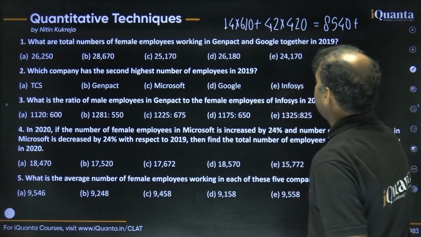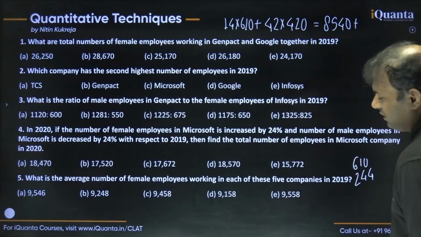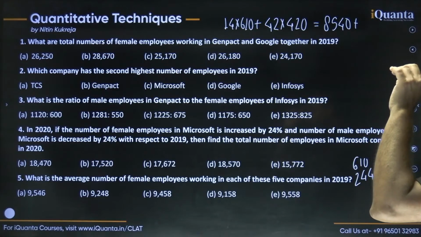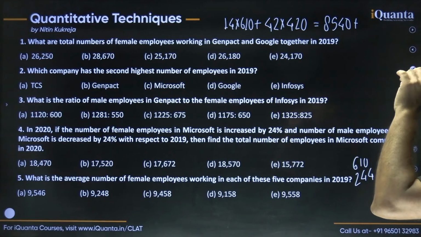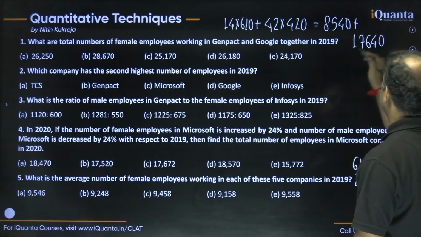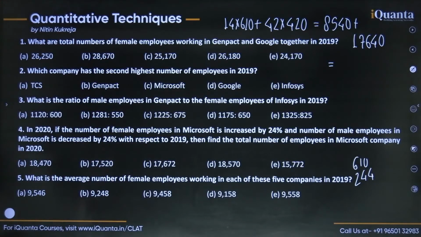Now for Google, we can say 42 into 420, which is 42 square. Now what is 42 square? 2 into 21. 21 square is 441. 441 into 4, since 2 square is 4, we can say 1600 and 164, 1764, and then 0, like this. Now we can just add them to get the final answer.